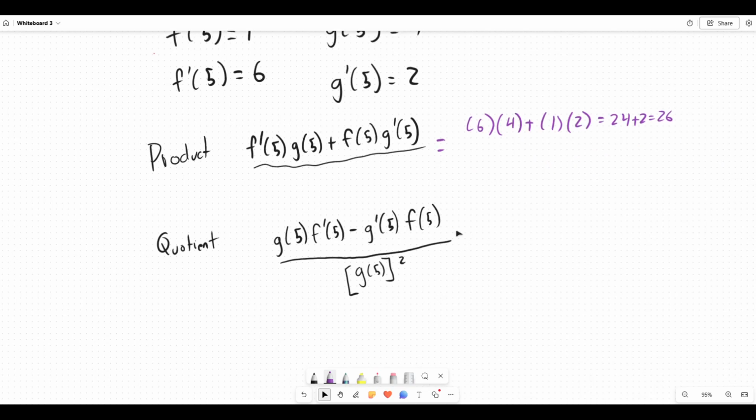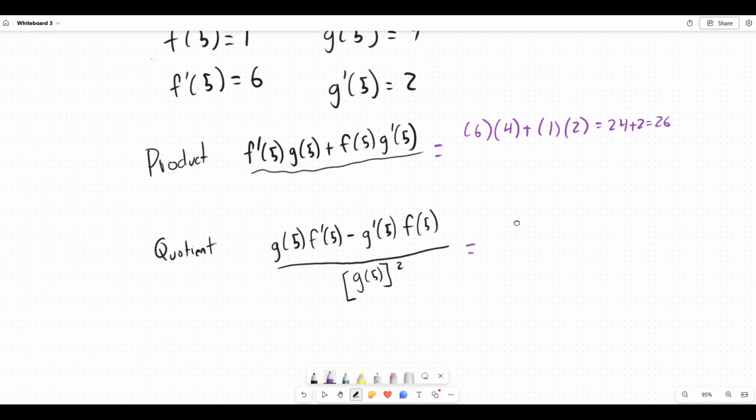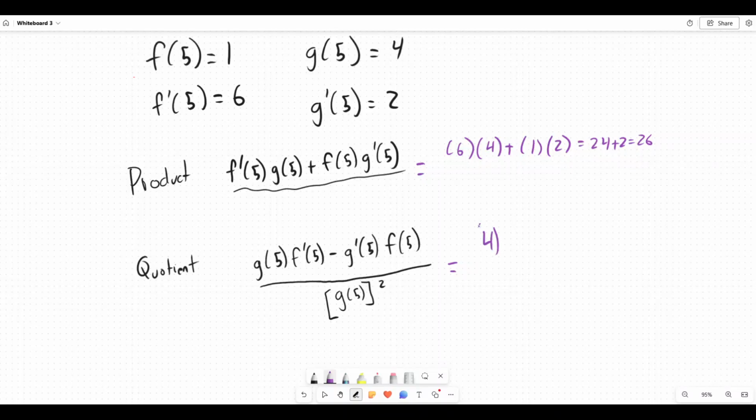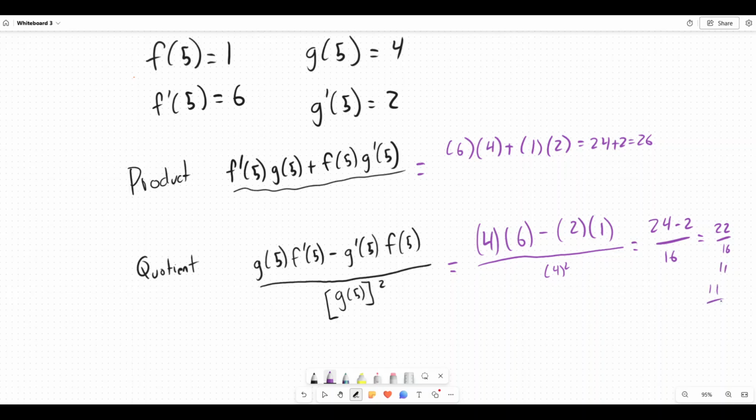What about this one down here? Well, again, we're just plugging in the right things. We have g of 5 times f prime of 5 minus g prime of 5 times f of 5. You're going to notice a very similar structure here. And what else do we divide by? G of 5 squared. So, once again, I think it's 24 now minus 2 divided by 4 squared, which is 16. This is 22 over 16. One more, I think it's 11 over 8.